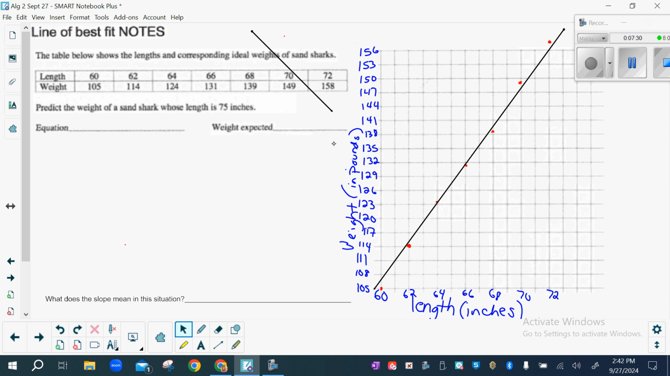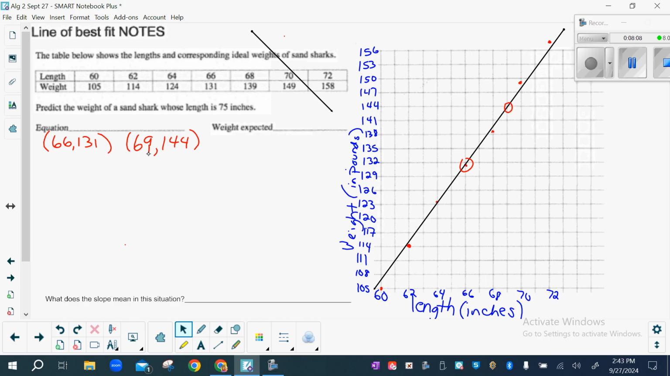Okay, so points on the line. I've got a couple data points that are on that line, or I can pick points that cross at the corners. So like here is a point that crosses at the corner. And then here I have a data point, so I'm going to use that data point. So that would be 66, 131. And then the other point is 69, 144. Does that make sense? Okay.